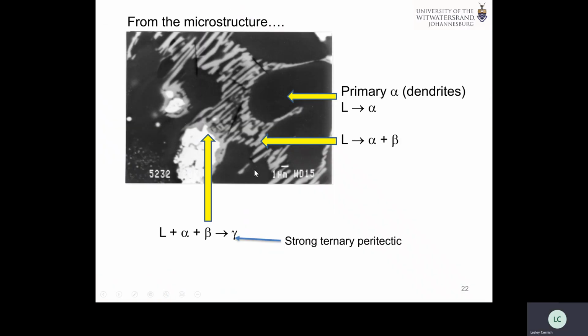And then lastly, this is the strong ternary peritectic, the one that got wiped off on my slide, where here you've got primary alpha dendrites. You know they're dendrites because they've got a nice periodic structure of a single phase. Then we started to have a eutectic. The liquid was forming these two phases together. And then we've got liquid reacting with the eutectic to form a third phase in here. So that is the strong ternary peritectic, or the class 3 reaction.